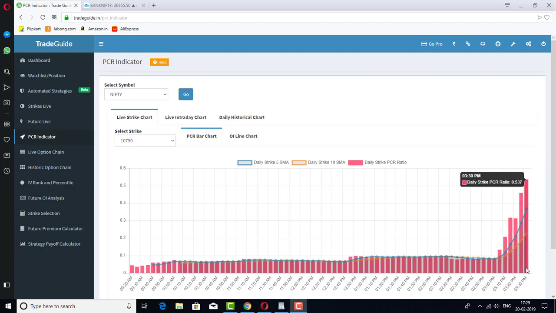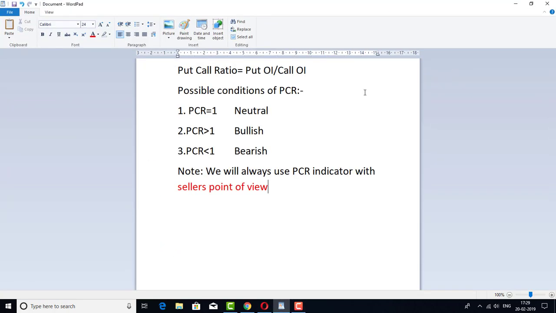Okay. So to understand what is PCR, let me take you to a sheet. So here it is. PCR represents put call ratio. It is the number of put OI divided by the number of call OI, the call open interest and the put open interest.